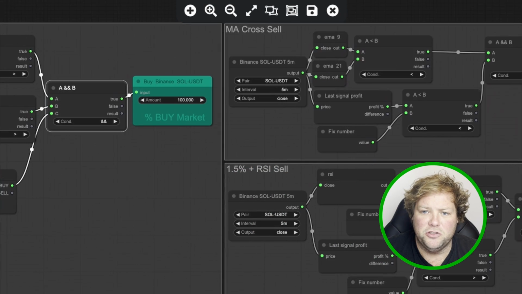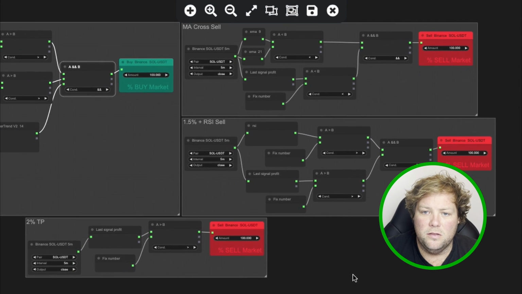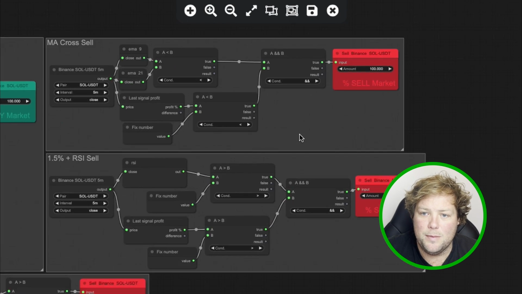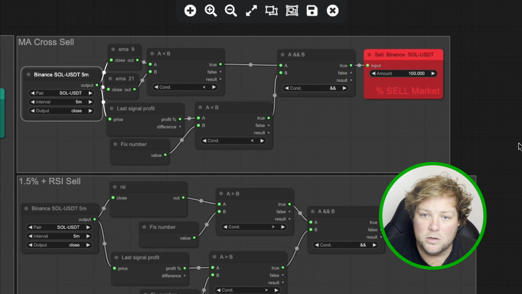Now for the exit strategy, there are 3 possible ways to exit this trade, depending on the market conditions. The first condition is that the 9-period EMA is crossed back down below the 21-period EMA, meaning the short-term trend is reversed. And if we're seeing a loss of 1% or more, then it's time to exit the trade.